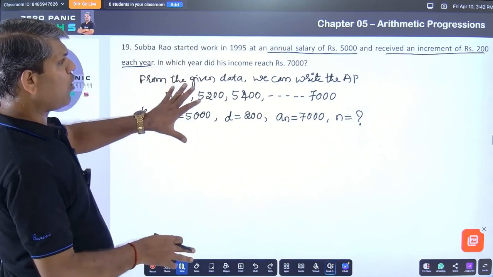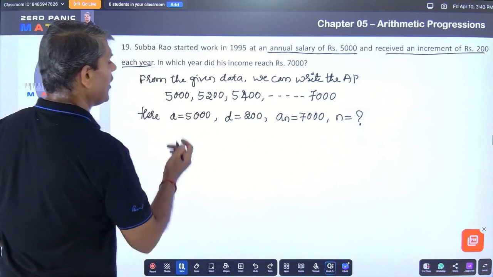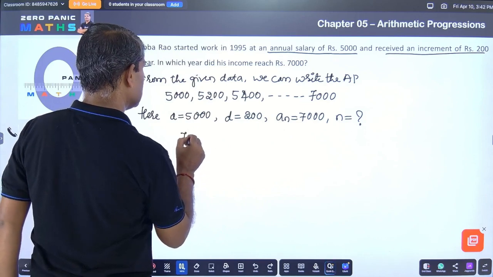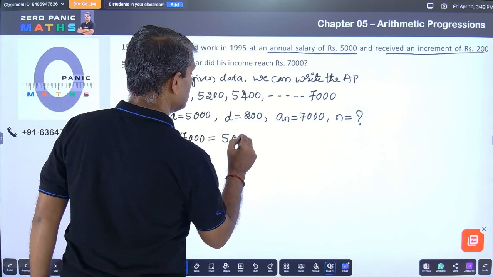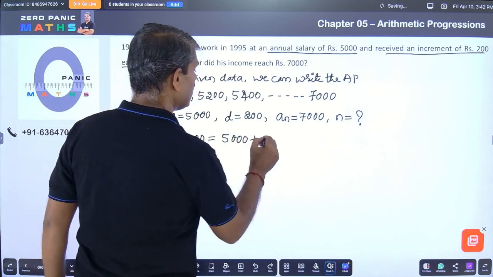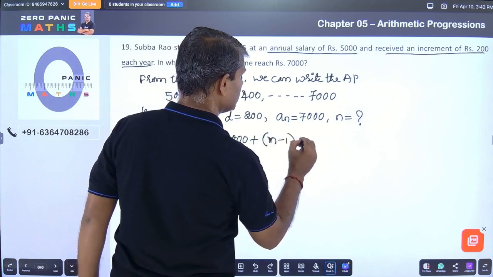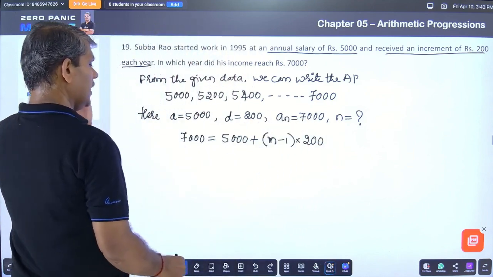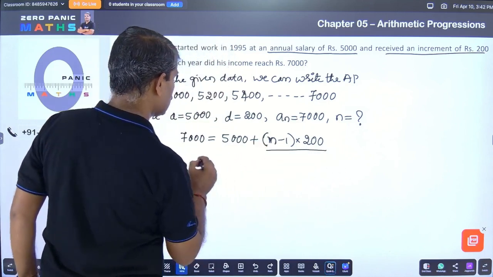That's all the problem. We can write it like this. You understood this? Let us find quickly what is the value of n. So that is a_n = 7000, which is equal to 5000 plus (n minus 1) into 200, right? 200 is the increment.